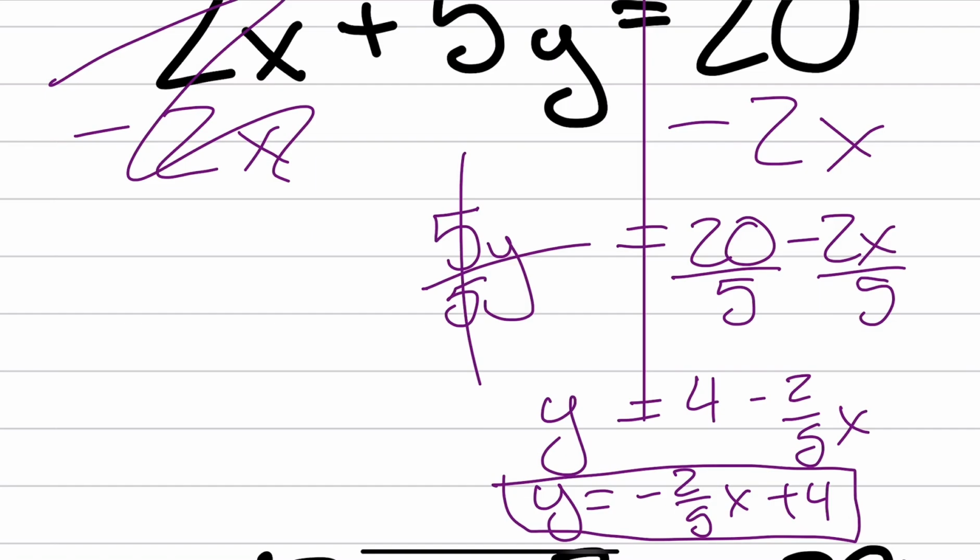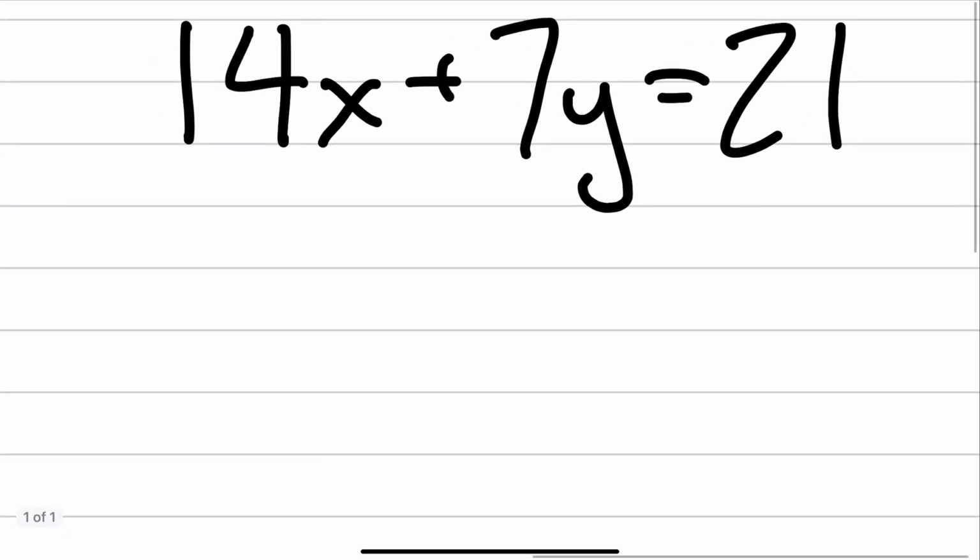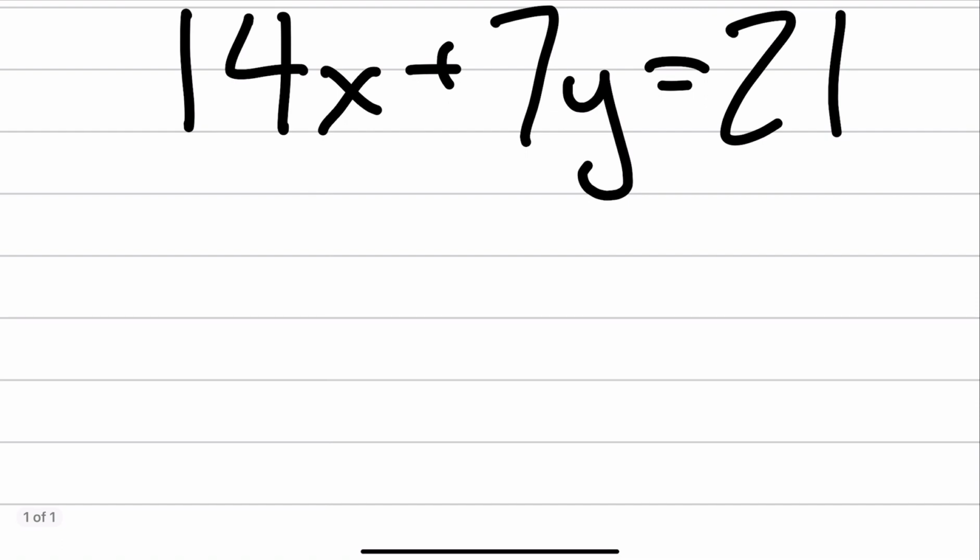So just 2 steps. You're moving your x term, and then you're dividing. And then you're rearranging. Okay, 3 steps. All right, so let's take a look at the next one. We got 14x plus 7y equals 21.